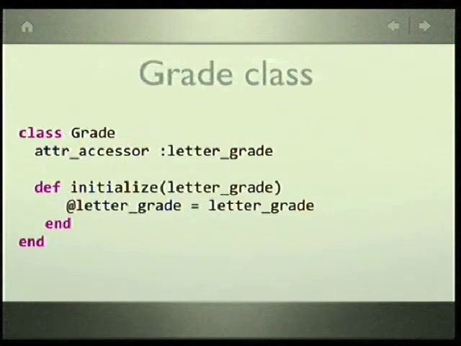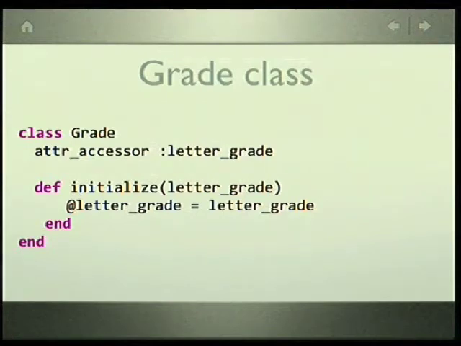Okay, so here's our grade class. Notice it doesn't say class grade inherits from ActiveRecord base. It just says class grade. This is just your vanilla PORO, plain old Ruby object, for those of you who are Java programmers. So this is just a basic, simple, fairly dumb Ruby object. The attr accessor there gives you read-write access to this attribute called letter grade.